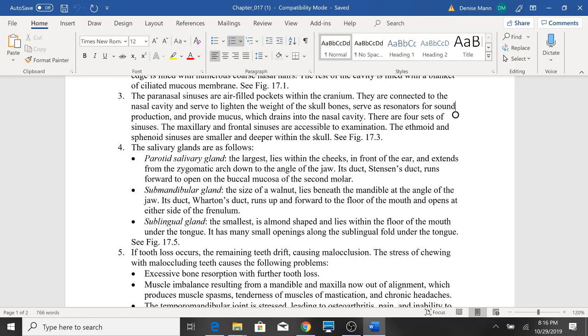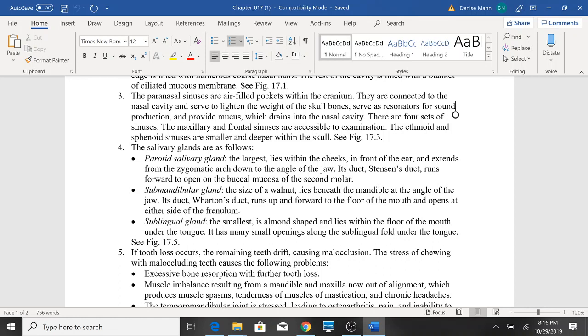So you have the submandibular gland, about the size of a walnut, which lies beneath the mandible at the angle of the jaw. Should be pretty easy to remember: submandibular, mandible. Its duct, Wharton's duct, runs up and forward to the floor of the mouth at the side of the frenulum. Then you've got the sublingual gland, the smallest, almond-shaped, which lies on the floor of the mouth under the tongue. It has many small openings along the sublingual fold under the tongue.